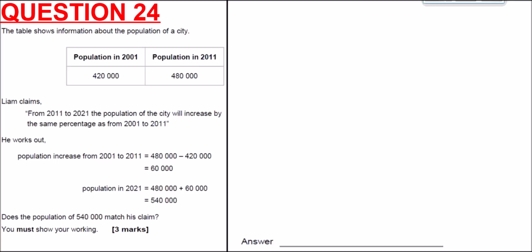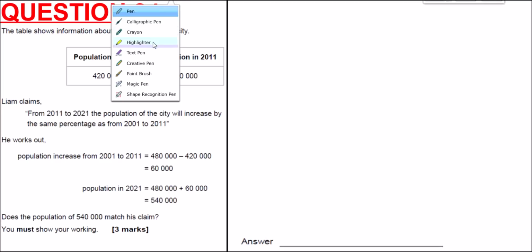Question 24 is a percentage change question. So you've got a population of a city in 2001 and 2011. And so Liam's saying that from 2011 to 2021, the population of a city will increase by the same percentage as from 2001 to 2011. So he works some stuff out. He works out that from 2001 to 2011 is an increase of population of 60,000 people. So he thinks it'll be the same population increase again. So we need to see if his claim's correct.